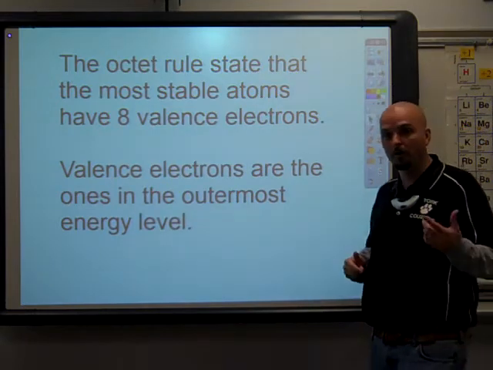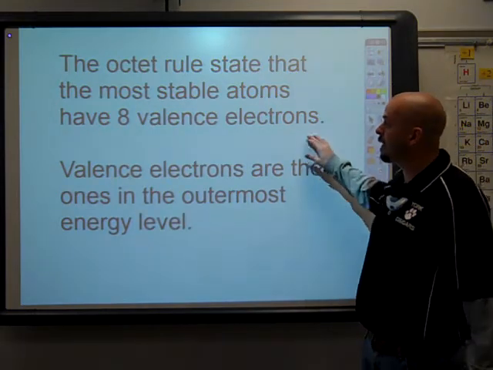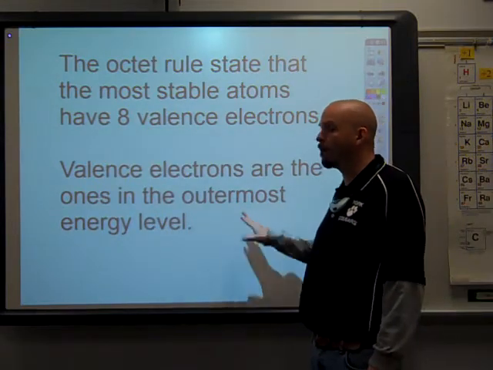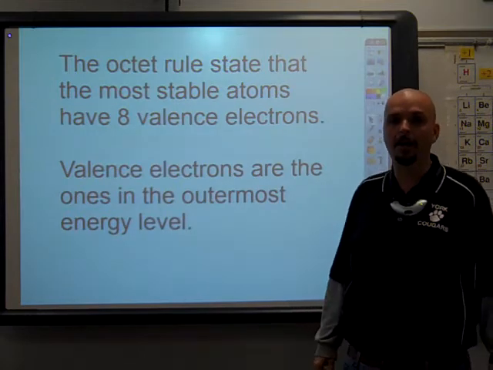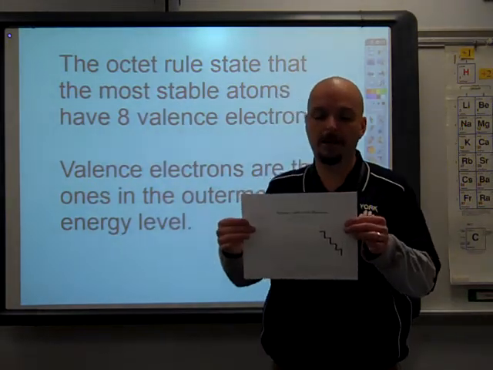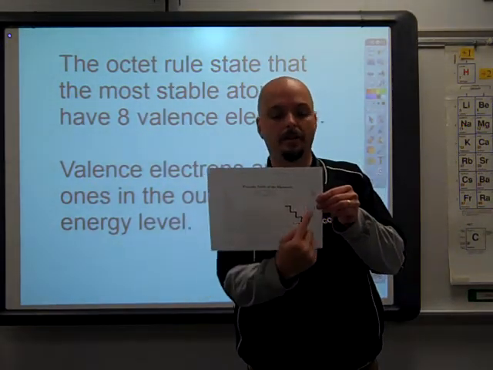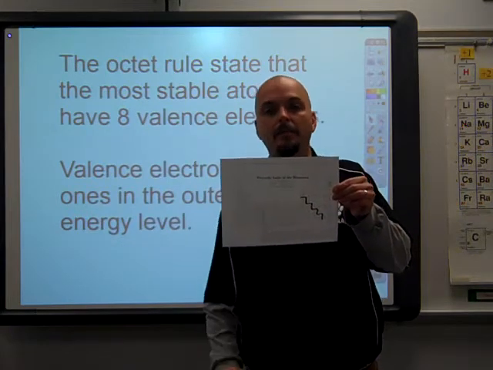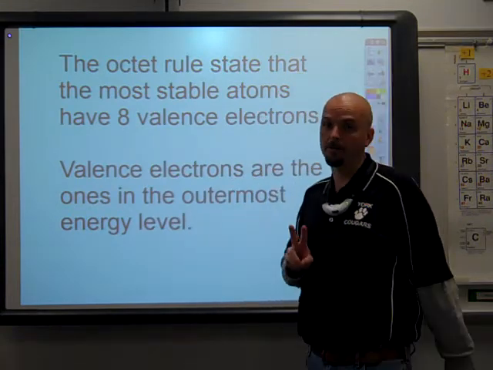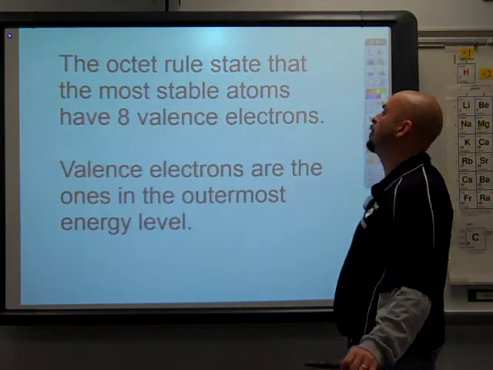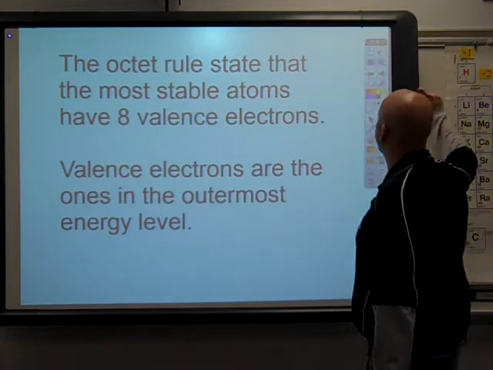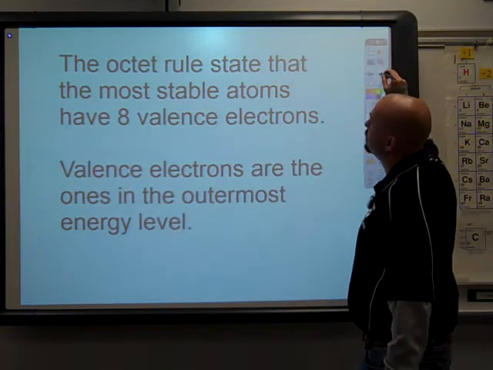The octet rule applies to both ionic and covalent bonding. It tells us the most stable atoms have 8 valence electrons. Remember, valence electrons are the electrons in the outermost energy level. There are some exceptions to the octet rule. Those exceptions are the first 4 elements on the periodic table: hydrogen, helium, lithium, and beryllium. These do not follow the octet rule. These need only 2 valence electrons to become stable. Everything else, though, requires 8. And ionic bonding is one of the 2 ways that atoms can get those 8 valence electrons.